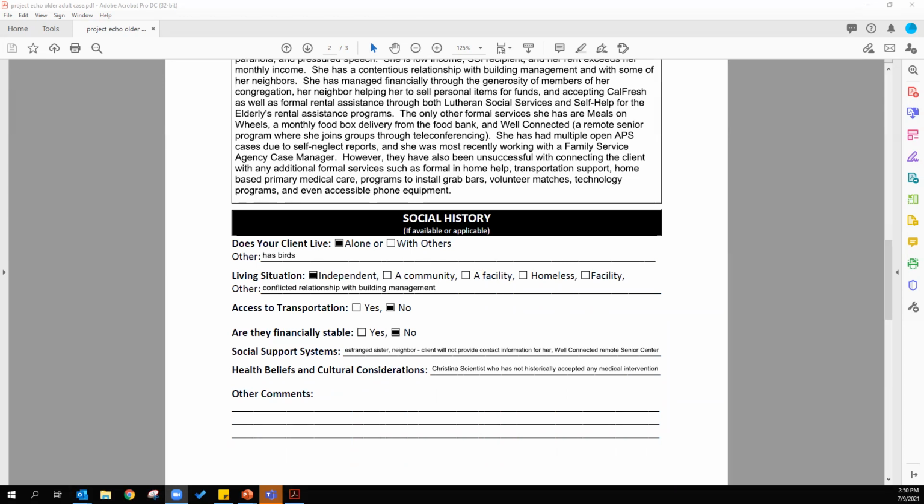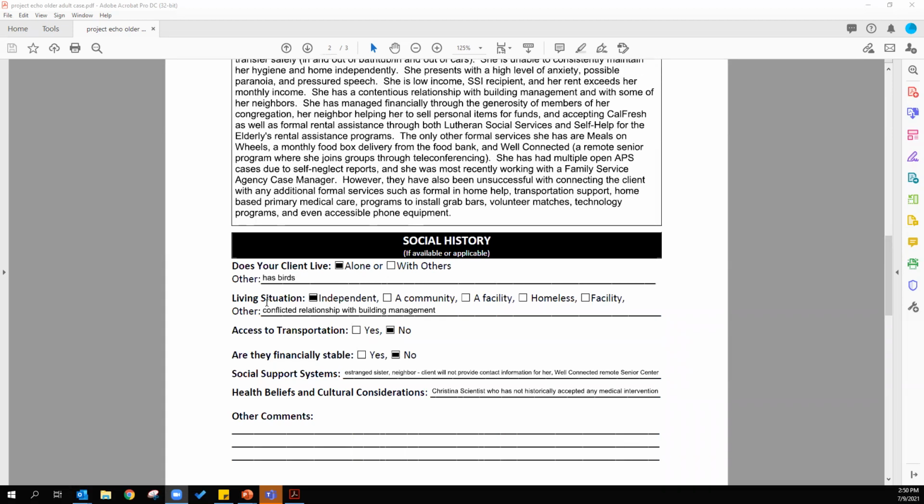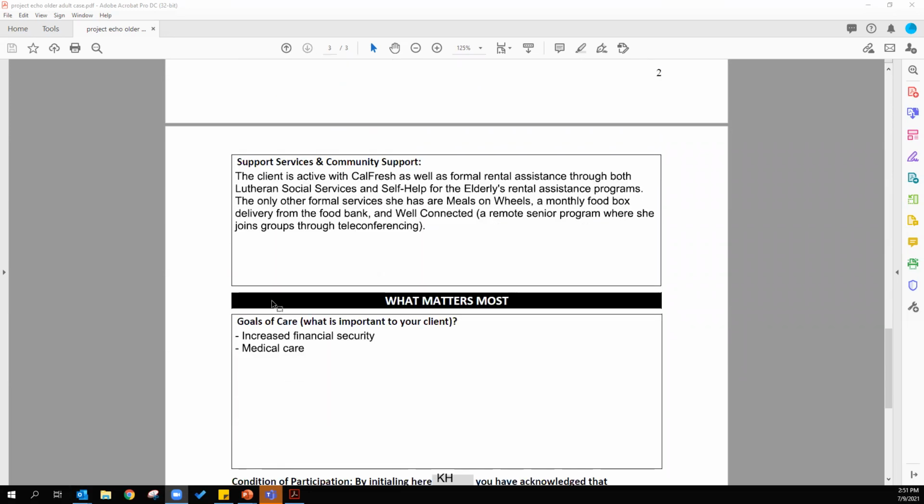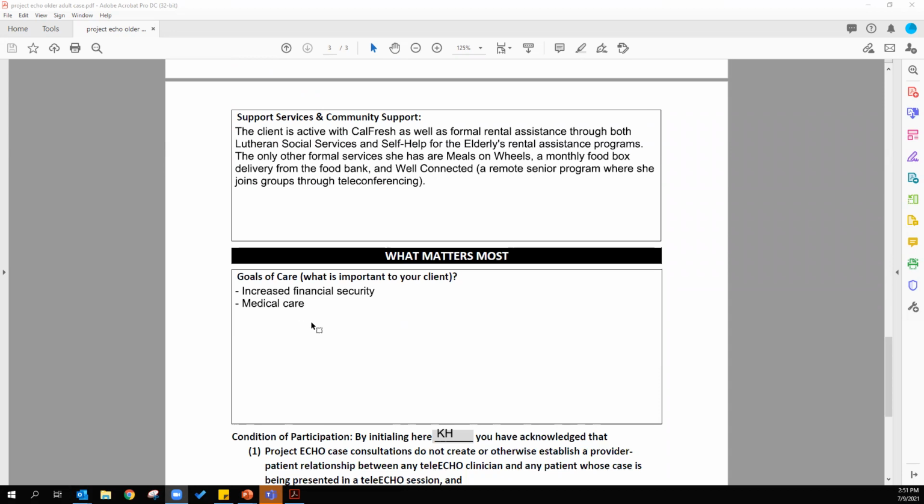We've tried to hook her up with case managers with other agencies, long-term case managers. That's been unsuccessful. And we've been unsuccessful in connecting her with formal in-home help, transportation support, home-based primary medical care. She was referred twice and accepted into that program and then didn't follow through. Programs to install grab bars or other safety things in her apartment. Volunteer matches, technology programs to get her connected, and she has a corded phone. She won't even switch to a cordless landline phone, despite efforts. So it's been really difficult.